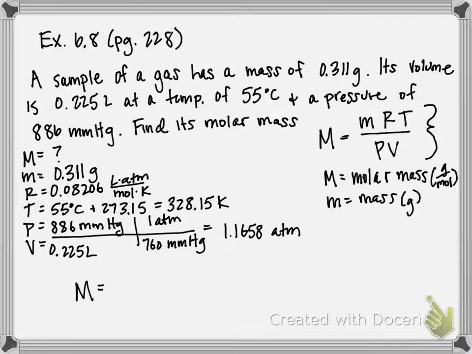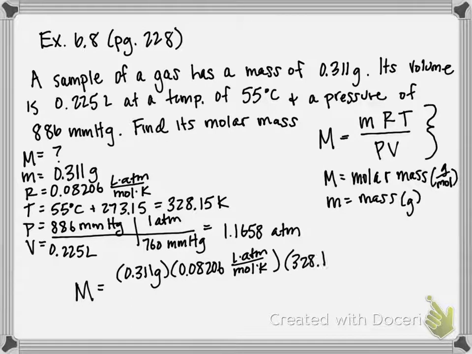So now we can plug into our equation and solve for molar mass. So big M is equal to the mass, 0.311 grams, times the gas constant, 0.08206 liters times atmospheres over mole times Kelvin, times temperature, which is 328.15 K. All that divided by pressure, 1.1658 atmospheres, and then divided by volume, 0.225 liters.